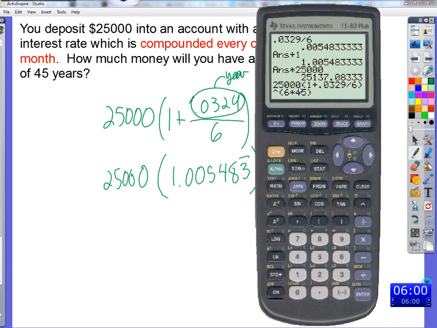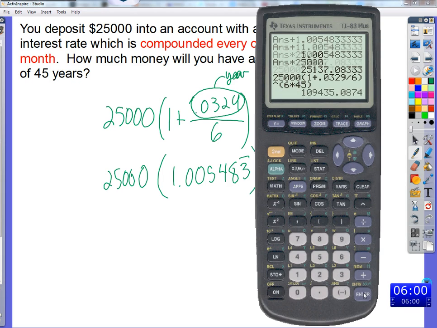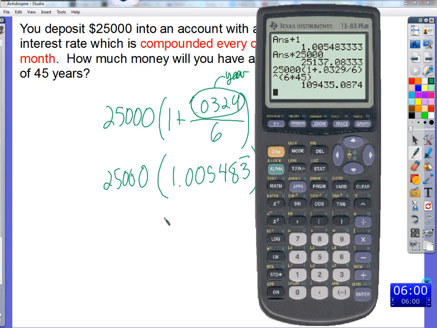Mine ended up like 15 million. Yeah, something probably happened. If you made that kind of interest, you'd quit your job. 109,435. Yeah, I did something wrong.